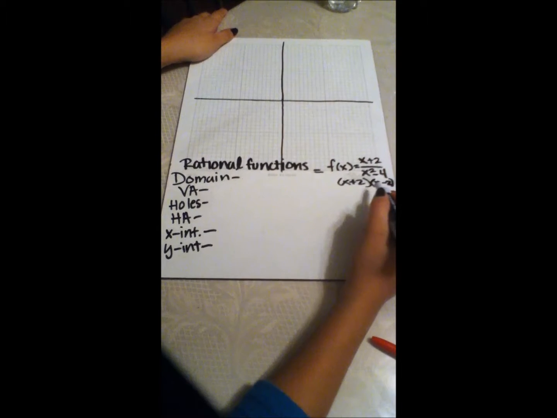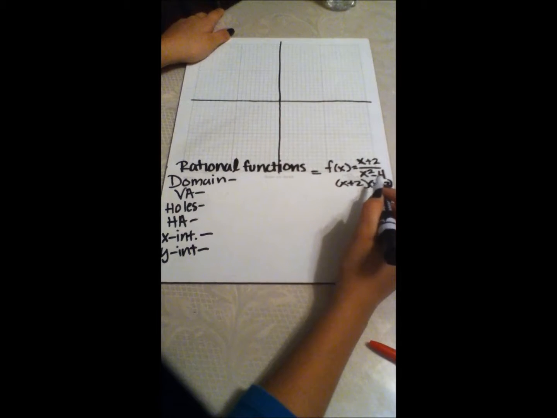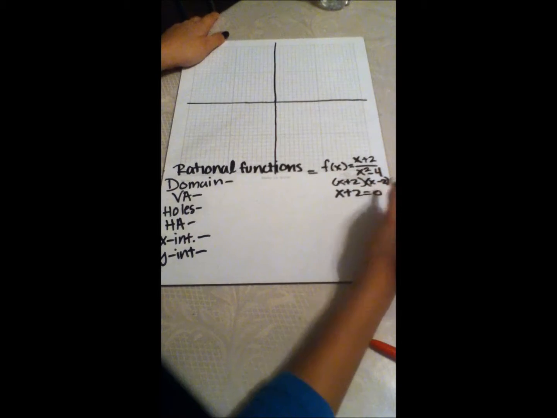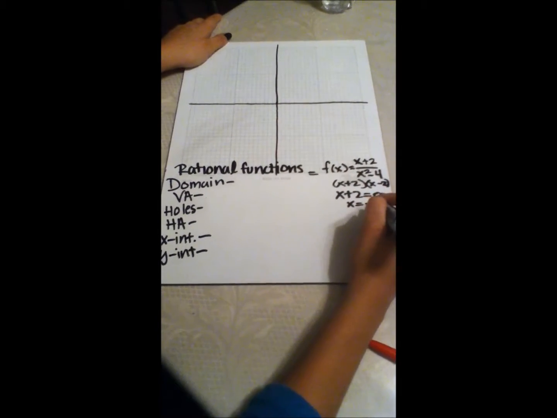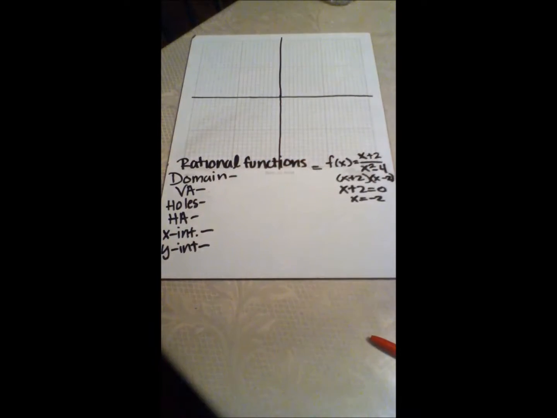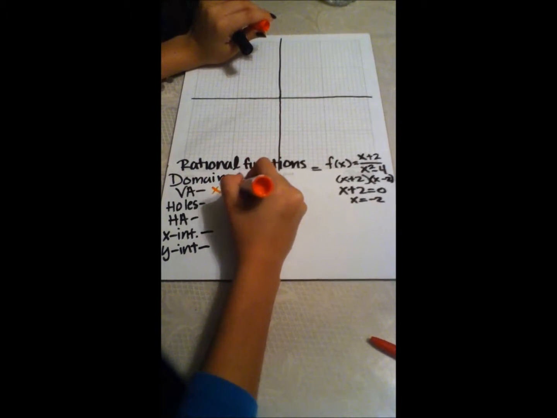From these two factors, we have to set them equal to 0. So let's do x plus 2 equals 0, which will give us x equals negative 2, which is going to be our first vertical asymptote. X equals negative 2.